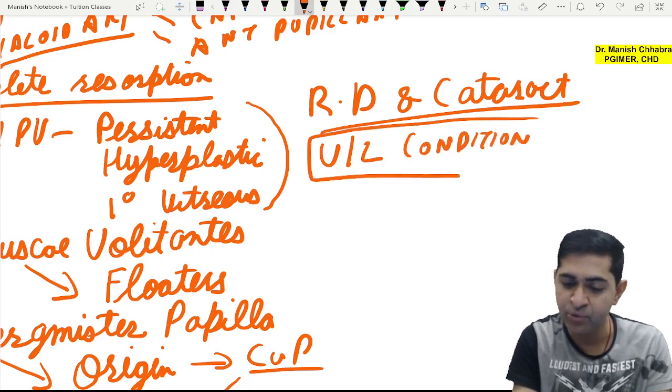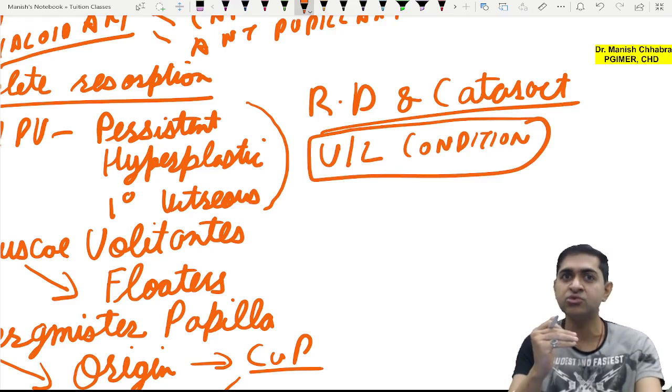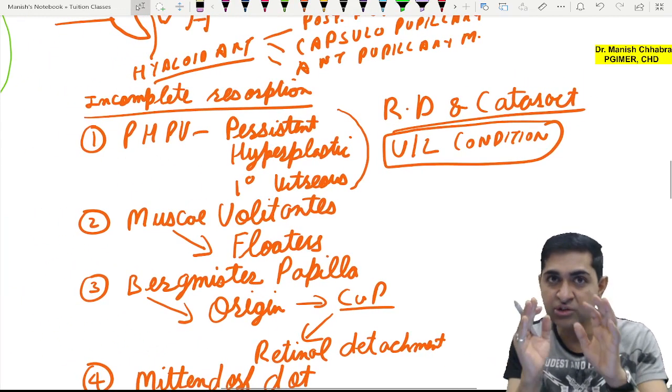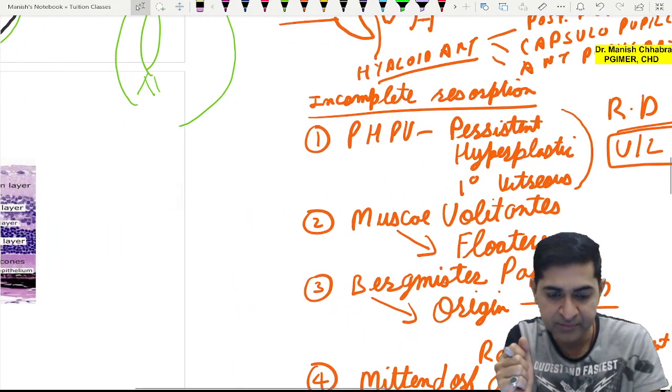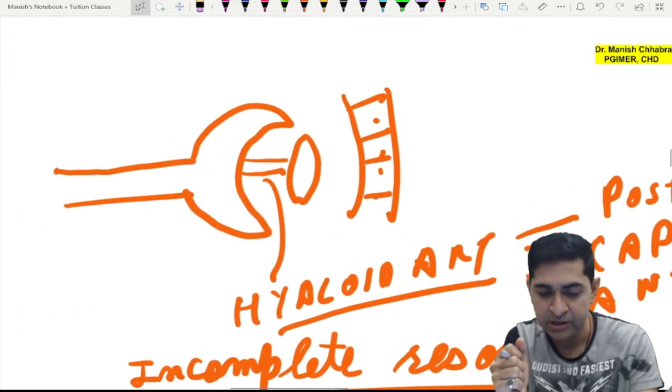Usually, just one extra point, if PHPV is there, it is usually a unilateral condition. So this is about the hyaloid artery. Okay, now getting back to here.